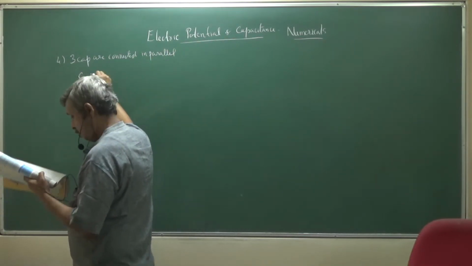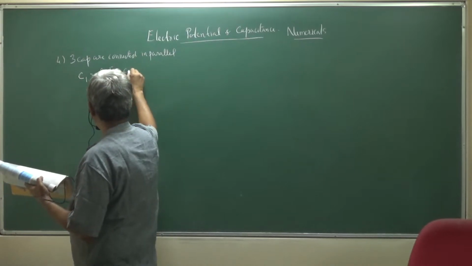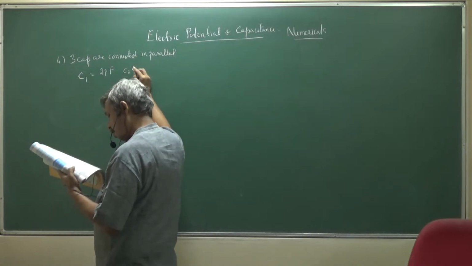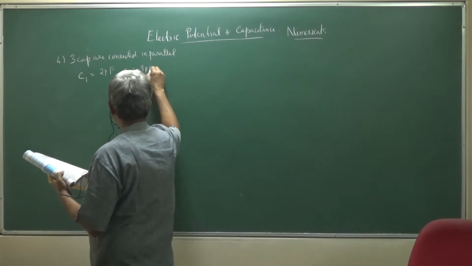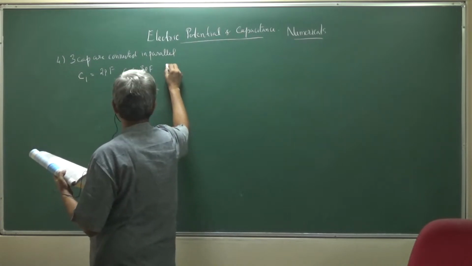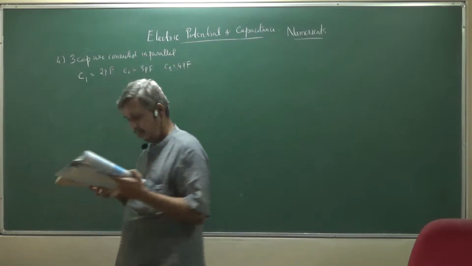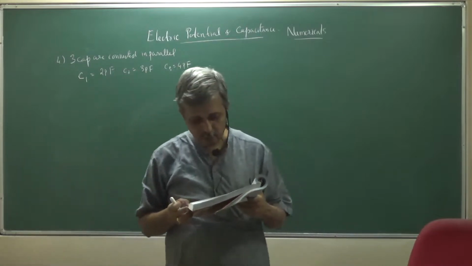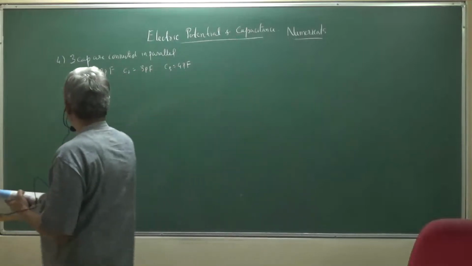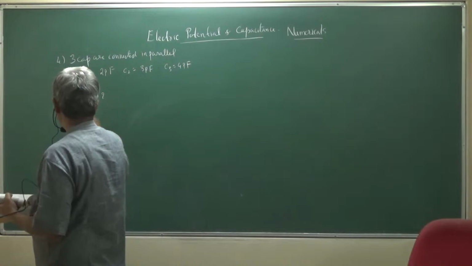C1 is equal to 2 picofarad. C2 is equal to 3 picofarad. And C3 is equal to 4 picofarad. So we have three capacitors, 2 picofarad, 3 picofarad, and 4 picofarad, connected in parallel. What is the total capacity? So I'll write it as this first part. C total capacitance is equal to what?